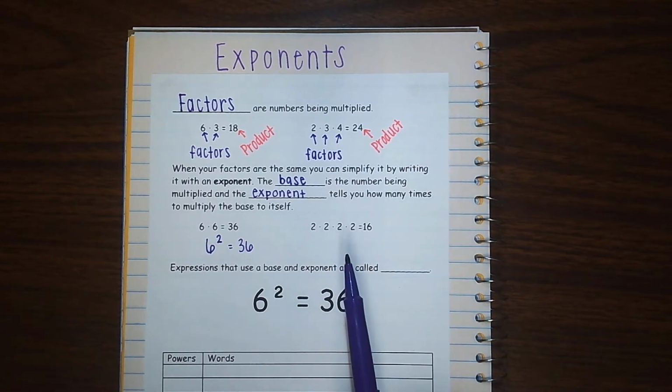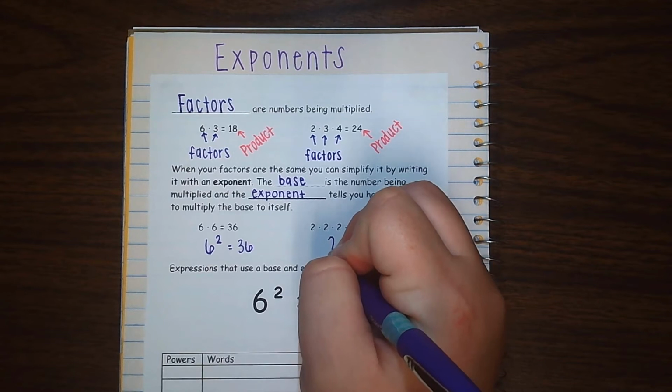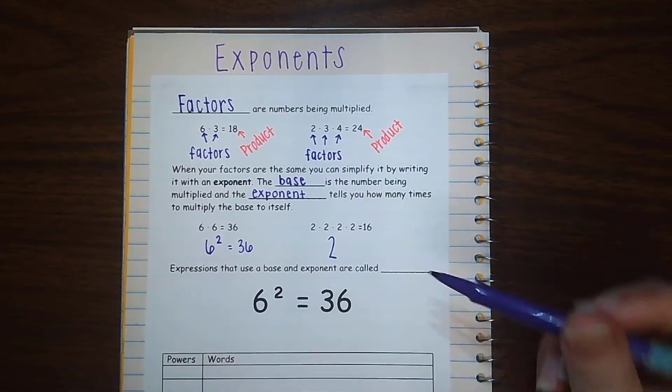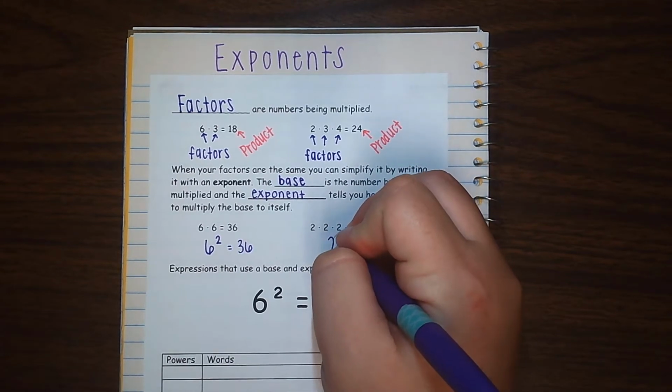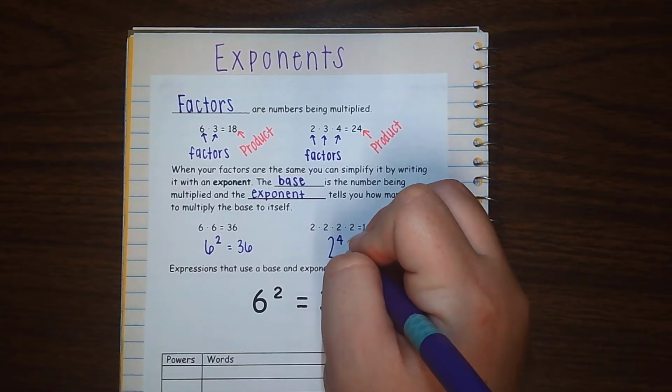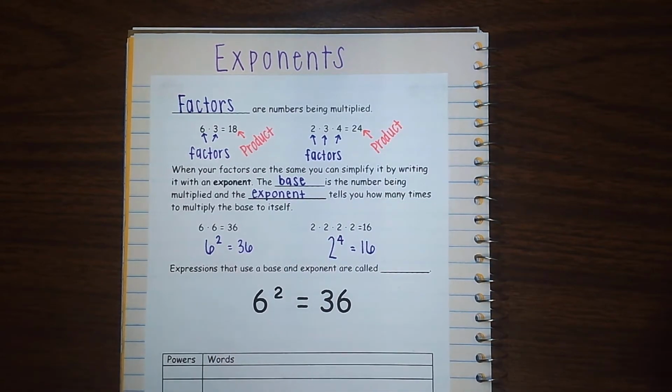Same thing over here. We have 2 times 2 times 2 times 2. That's repeated multiplication. So we have 2, the number being multiplied, and we see that 1, 2, 3, 4 times. So our exponent is 4, and that still equals 16.